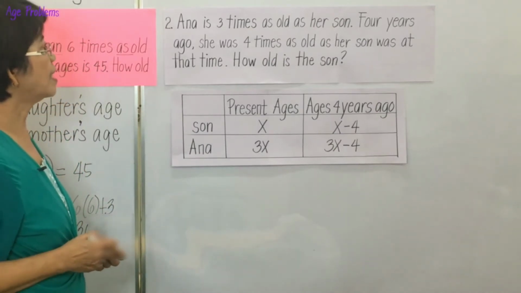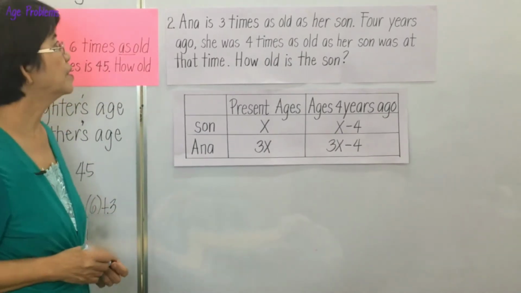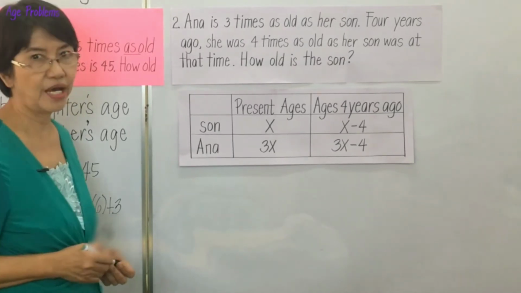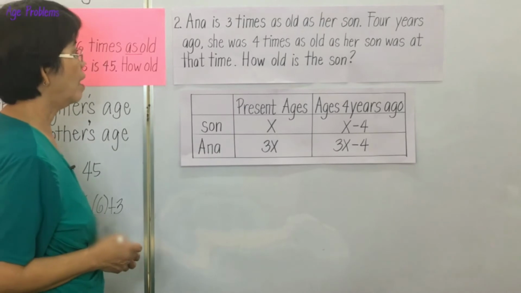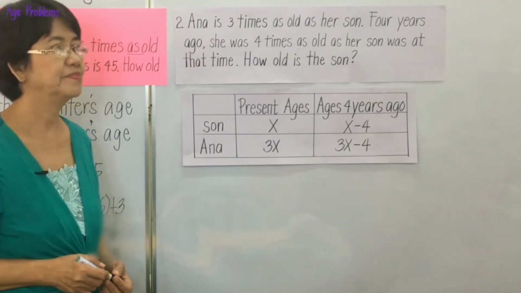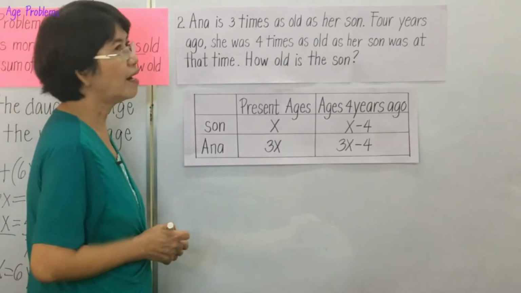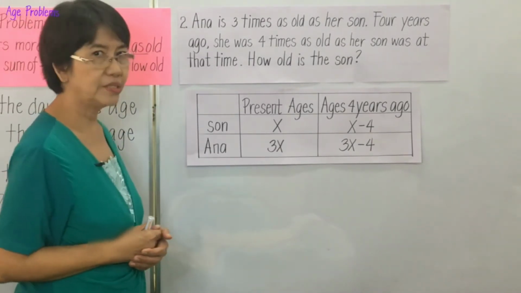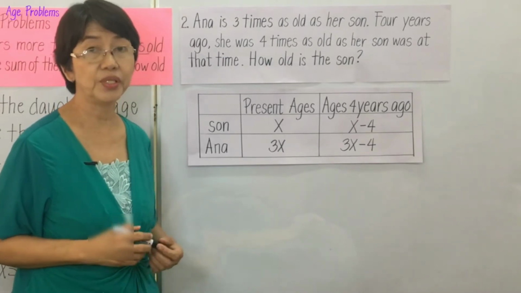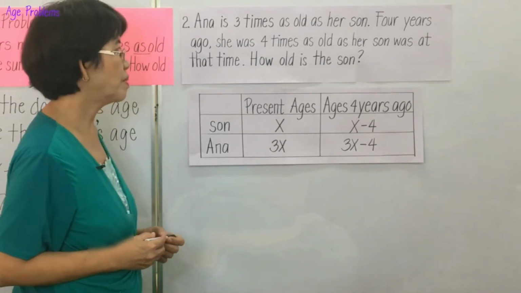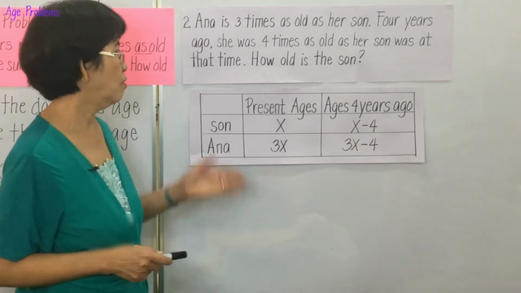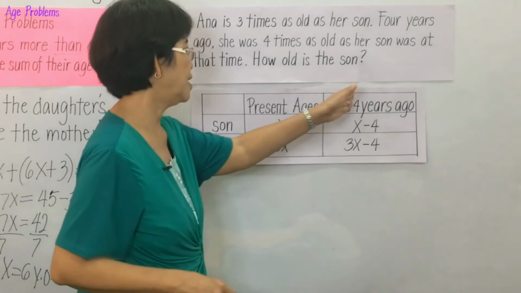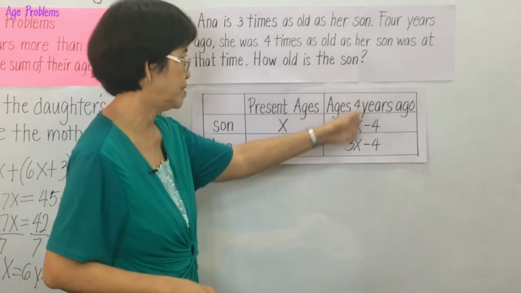Number 2. Anna is 3 times as old as her son. 4 years ago, she was 4 times as old as her son was at that time. How old is the son? So we have 2 ages here being mentioned, the present age and the ages 4 years ago. So we will represent this data on a table. So the present ages are represented here and the ages 4 years ago are represented here.